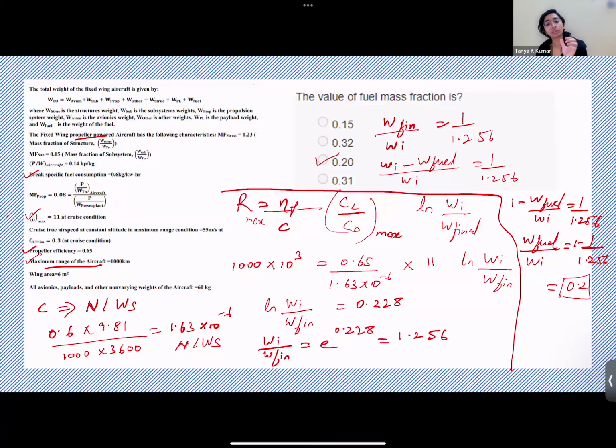Put that into the equation, find out the ratio W initial by W final, and just manipulate it by taking its reciprocal. And then you take one, so it becomes W final by W initial. Then you rewrite it such that the weight of fuel comes into play. W final is initial minus fuel, right? So just put that into the W final equation, and then you can find the ratio W fuel by W initial. Okay, this is how you compute all of these weight fractions. Okay, let's go to the next question.